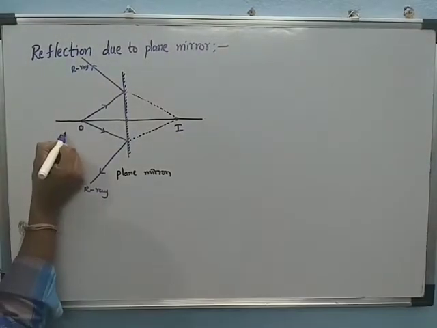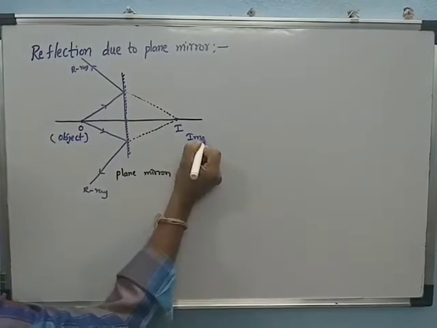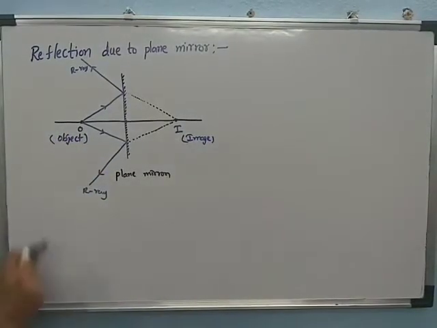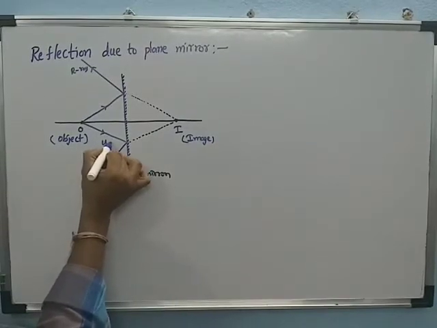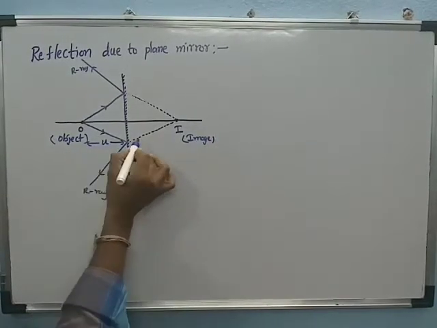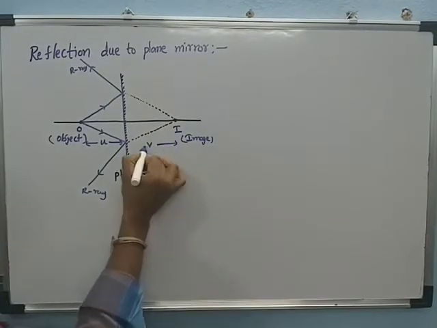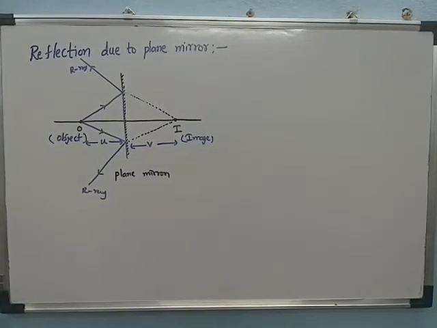Now this is the object, and this is the image of this object. The distance between the object and the plane mirror is denoted by U, and the distance between the mirror and the image is denoted by V. Then we find the relative velocity between the object and the image.